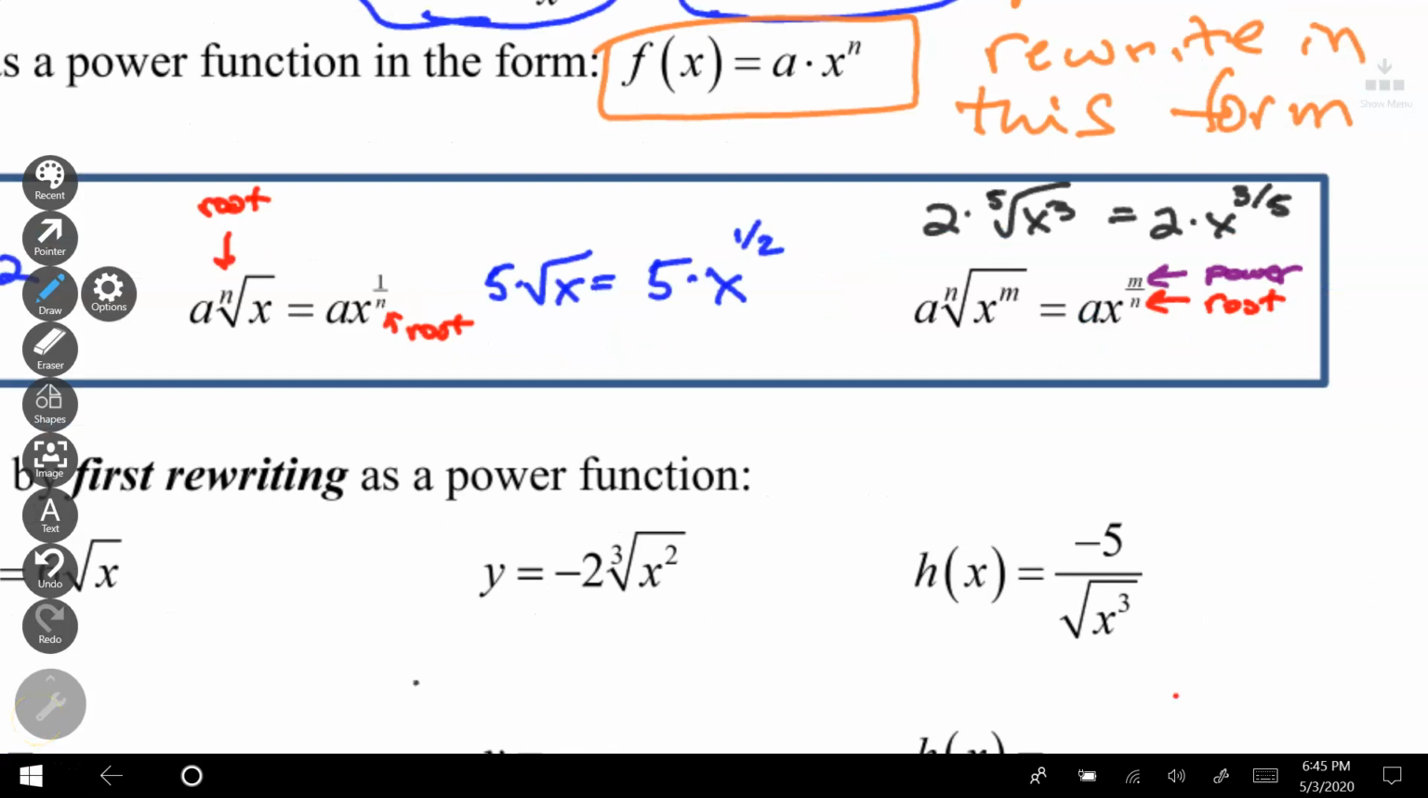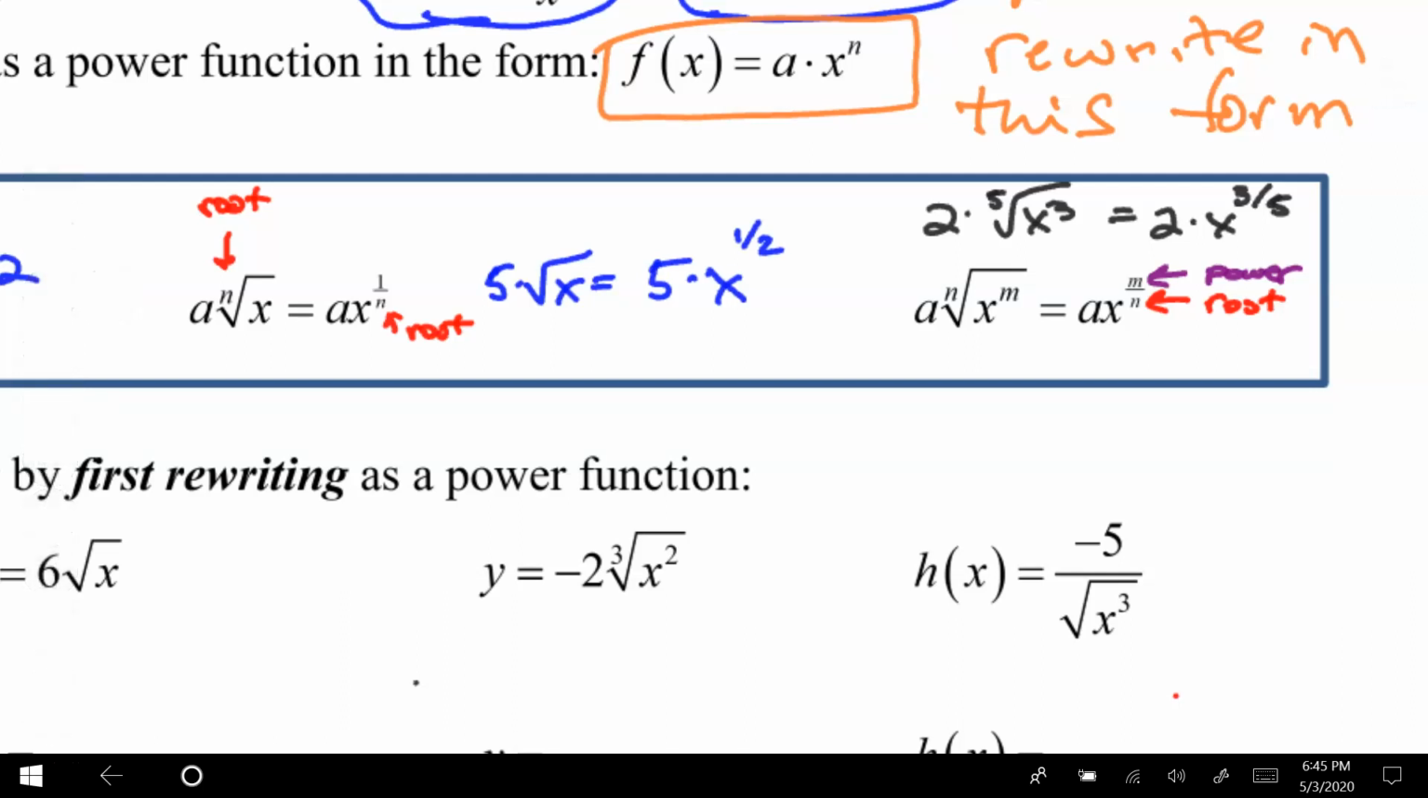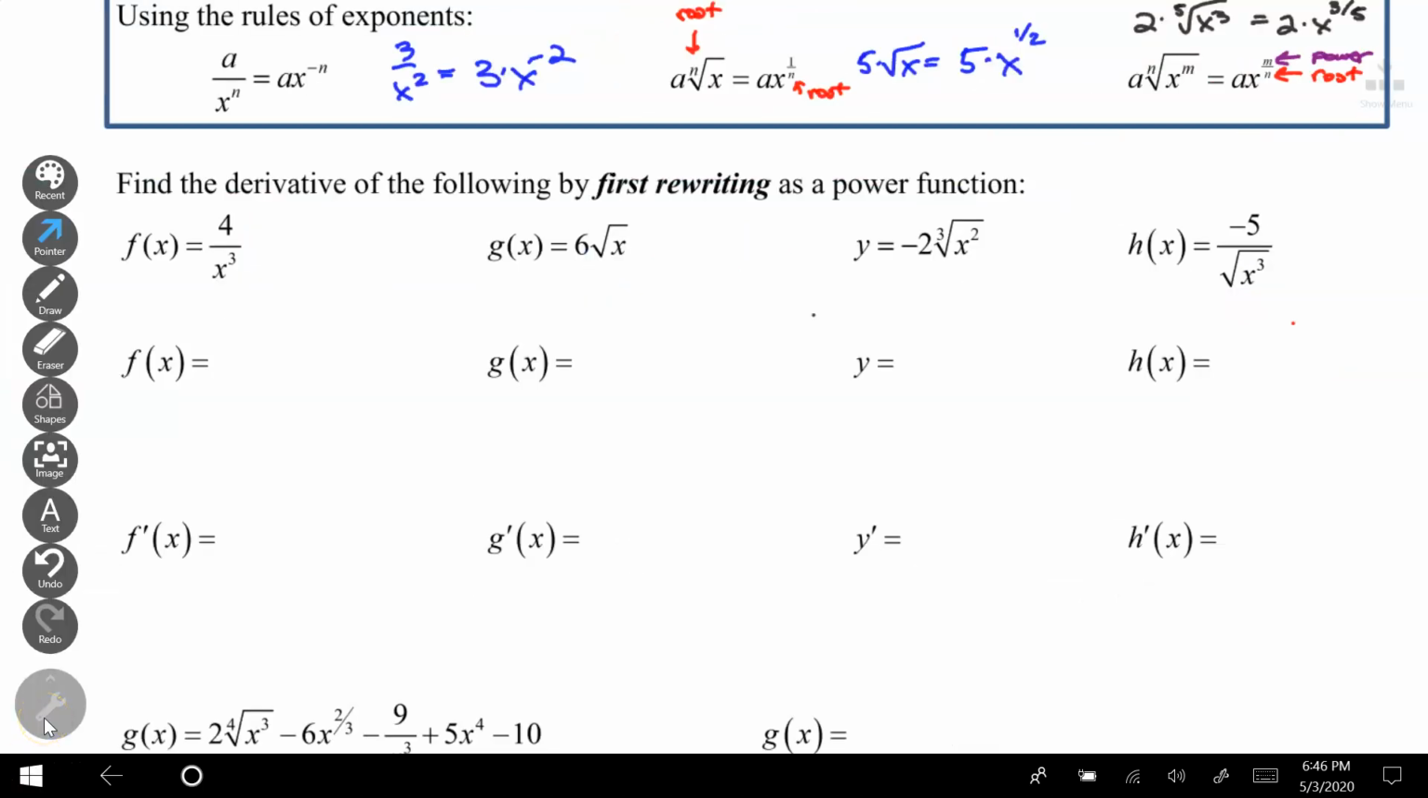And then our last example of rewriting is a number times, and we have a root and a power. So something like 2 times the 5th root of x cubed, I rewrite it as 2 times x to the 3/5, because my fraction that I make for my exponent is power over root. These are key. I cannot take derivatives unless they're in the form a times x raised to an exponent. So I have a bunch of examples here, and the first thing I have to do is rewrite them as power functions, and then I can take the derivative.